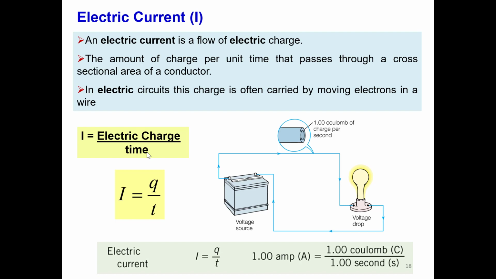Now let's see the units. Because we have electric charge in the numerator, we have coulombs in the numerator. Because we have time in the denominator, we have seconds in the denominator if we are using the units of the SI system. Then the current is how much charge per unit time, so the units will be coulombs per second. And this unit has a special name, which is amp or ampere, and is represented by the letter A.